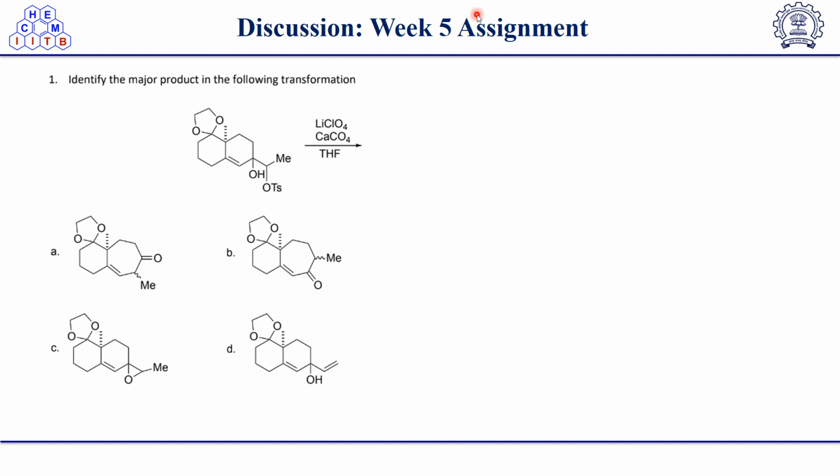So out of the four options given here, as we can see, option A and option B indicate a ring expansion type of reaction, and option C is for epoxide formation, and option D is just tosylate elimination, and an exocyclic double bond is forming, an external double bond is forming. So what will be the possibility when we are treating with this lithium perchlorate and calcium carbonate?